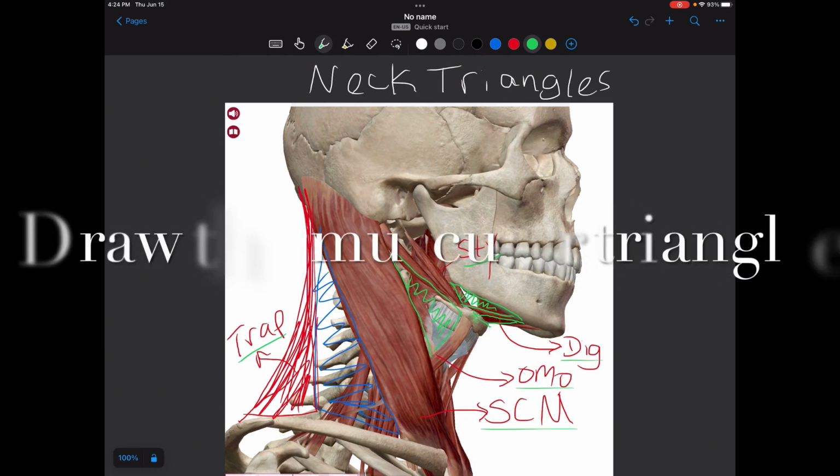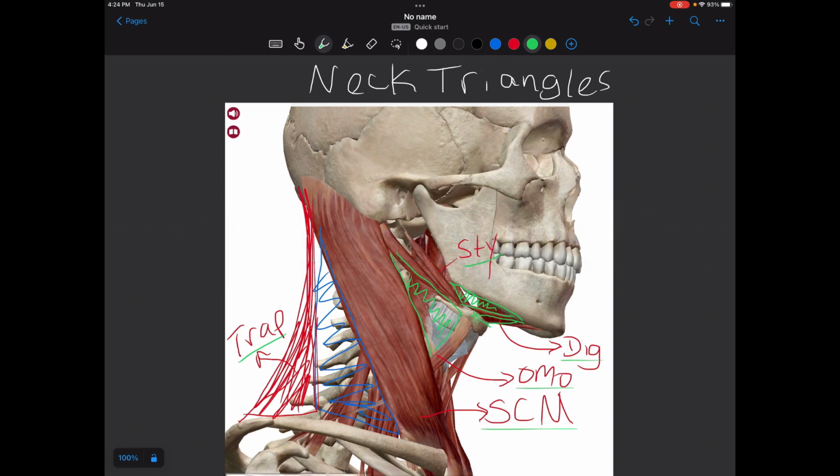And lastly, like I said before, we have a muscular triangle. To find it, you make a line on the anterior border of the superior belly of the omohyoid muscle. More or less, it's not a very straight line, but you get the idea.